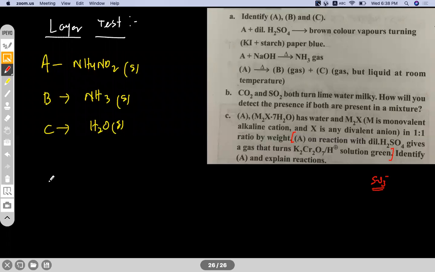Okay. So what will be potassium here? Because SO3 2- weight is 80, and potassium will be 40 into 2, so 80.